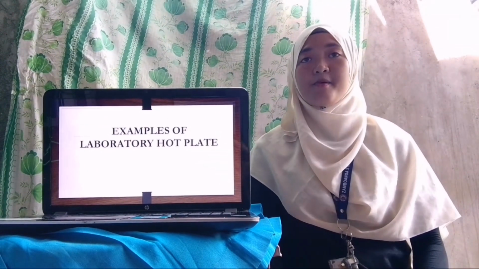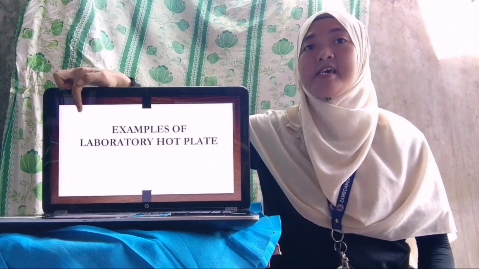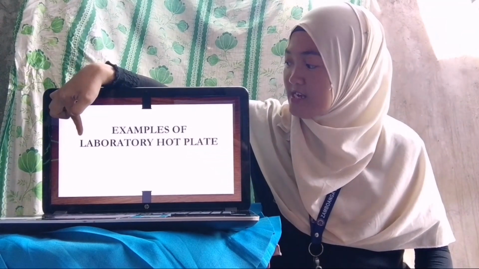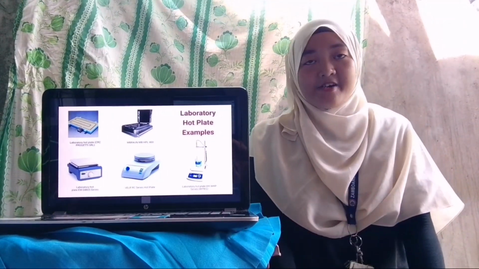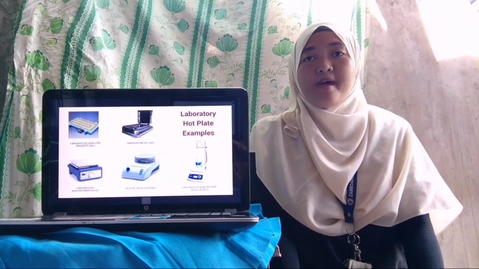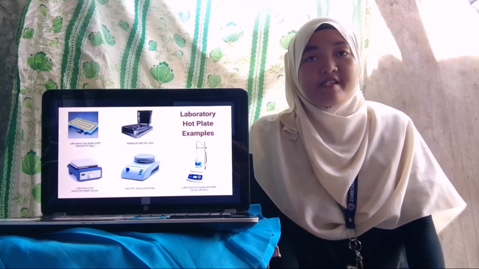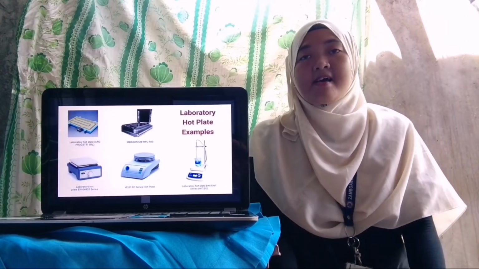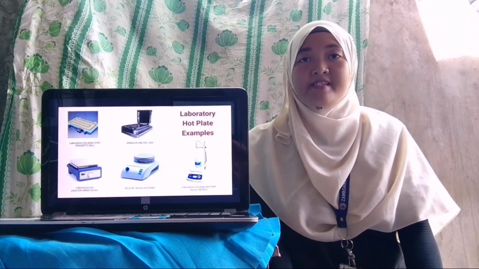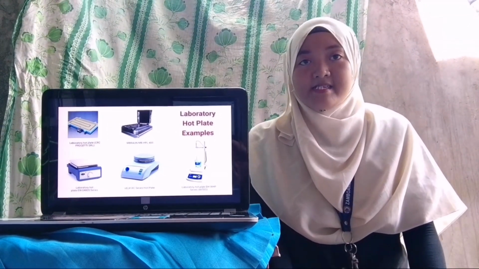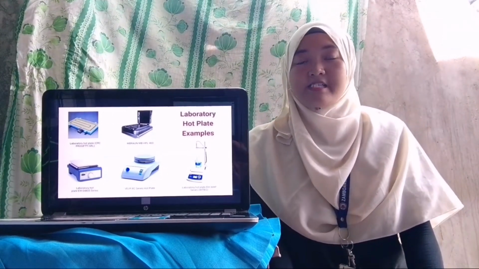Let's move on to examples of laboratory hot plates. First, the laboratory hot plate CRC, this Progretti SRL. It is an extractable heater, comprising a stainless steel tube and an armored heating element. It's also called fibro ceramico refractario, a technological substance used for room installations. Fully functional electrical panels with control and safety mechanisms, thermocouples, and a programmable digital electronic instrument.